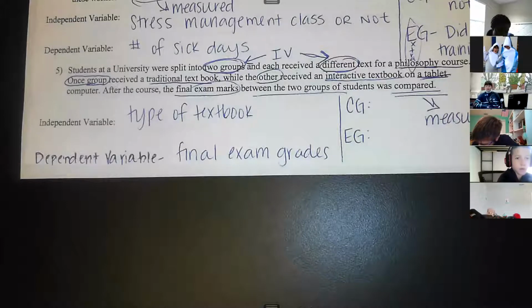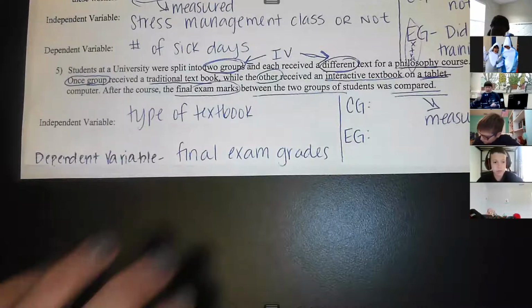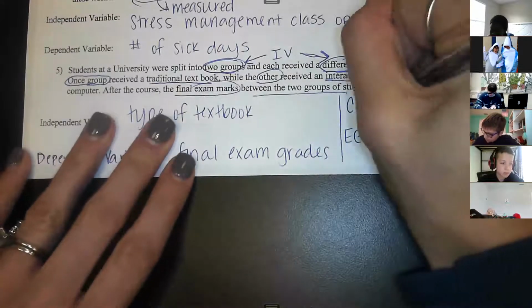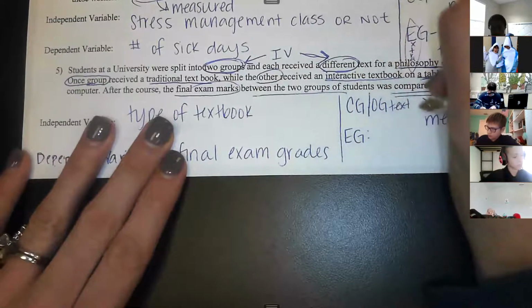Now this one also has an experimental and a control group too. Kyle already knows which one is the control group. The interactive textbook. Is that the extra? Think about OGs. Is that the original textbook? Oh no, traditional. Traditional, right? Remember, control group, this is our OG. That means they got the OG text, the original textbook, right?